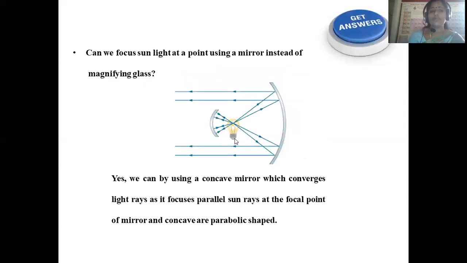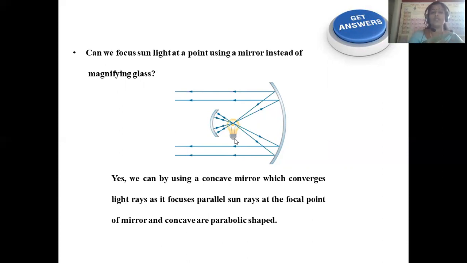Let us move on to the next question. Can we focus sunlight at a point using a mirror instead of a magnifying glass? If you are using a magnifying glass, what happens? Sunlight can be concentrated and you can generate heat. That is the general trend we can observe. Heat is generated by using a magnifying lens. It is possible to concentrate it on paper or any object which is easily combustible.